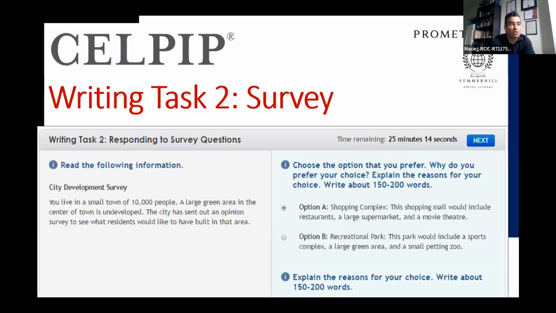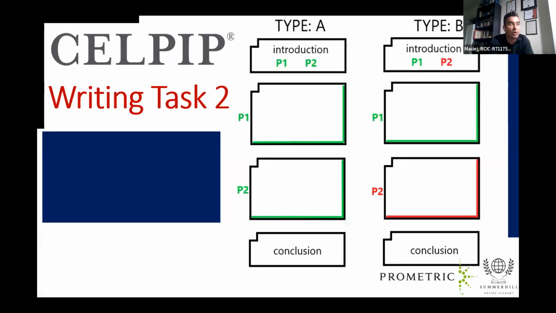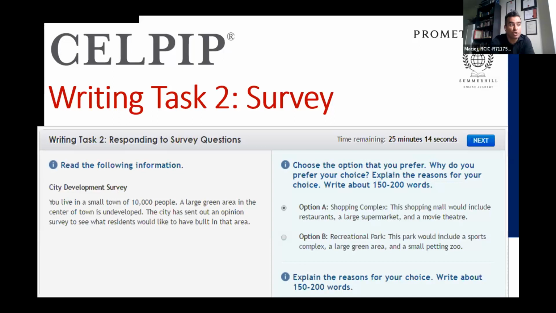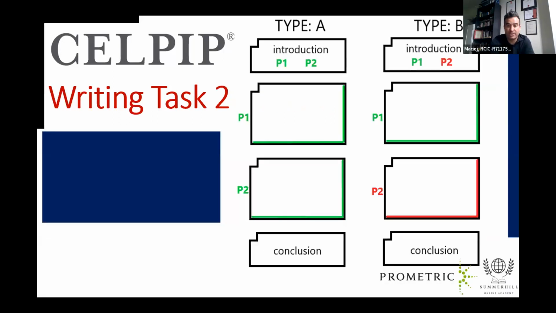For CELPIP task two, it's actually a survey. And a great question: what does that actually mean? So basically, again, it's a topic where you're giving your opinion, but you actually have two choices to choose from. They tell you what to do, and there are only two formats for this essay.